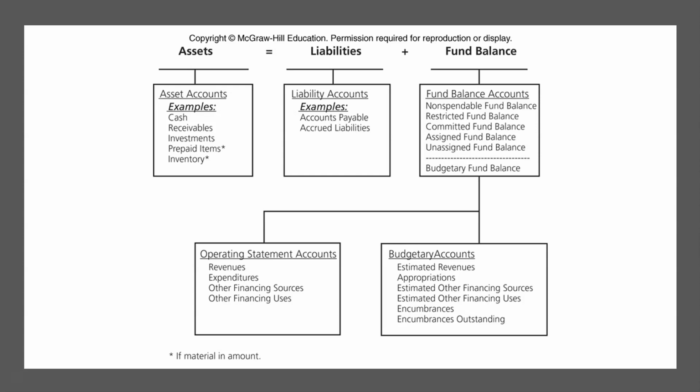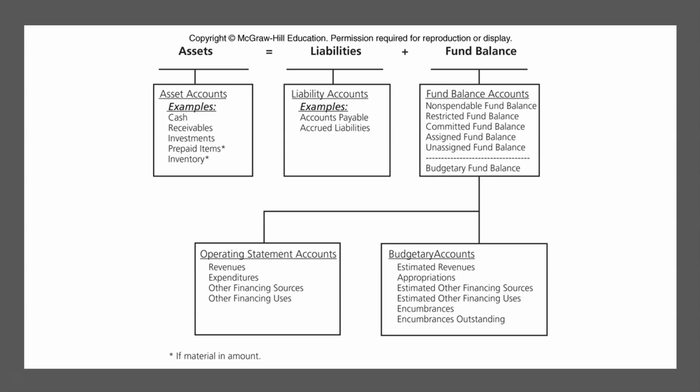But it's new terminology in the sense that you didn't see that over in the private sector side. And then, of course, because governments adopt budgets and they become legal instruments, we have to deal with the budgetary accounts. And so with the budgetary accounts, we have our estimated revenues, our appropriations, estimated other financing sources, estimated other financing uses, encumbrances, and encumbrances outstanding.